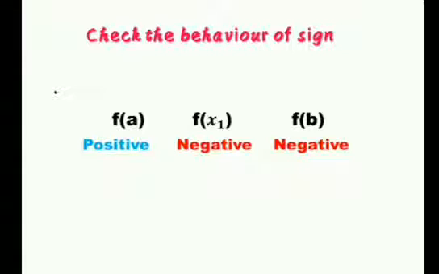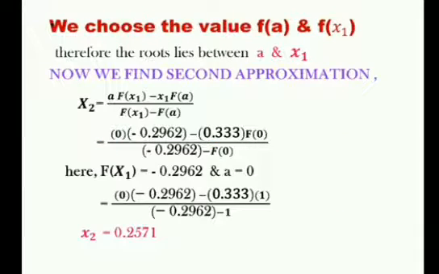So f of a is positive and f of x1 is negative. It is a different behavior of the term. So we choose the values f of a and f of x1. Therefore the root is considered to lie between a and x1.